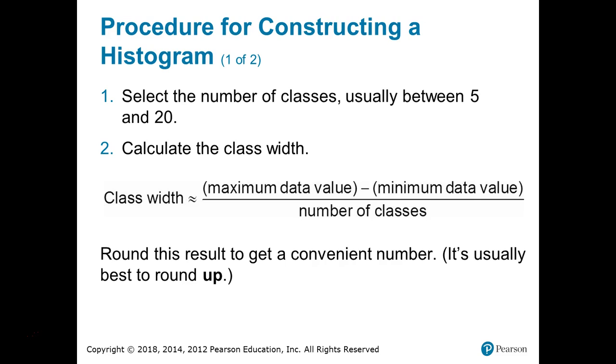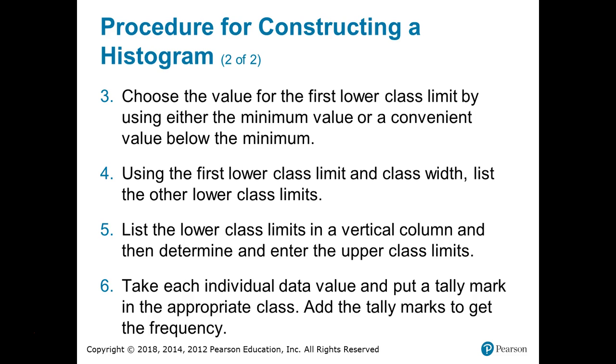Once you have the number of classes you want, you then find the class width. The class width would be your range, which is your maximum minus your minimum, divided by the number of classes you want to have. Typically, once you get that number, you want to round up to a convenient number. Like you don't want your ages to be 5.4 or whatever it would come out to be. You want to use numbers that are convenient, maybe a multiple of 5 or 10, or just a good solid whole number.